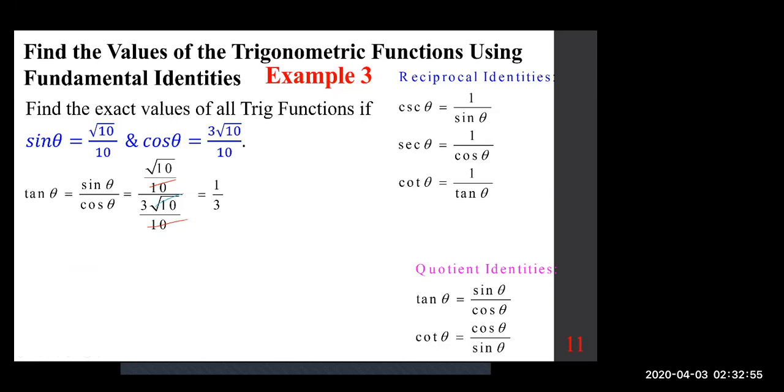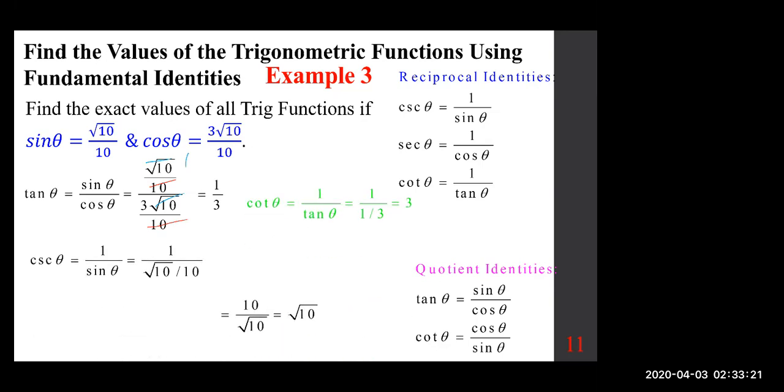Okay. Square root of 10 cancels square root of 10, you end up with 1/3. It's that simple. Now, because this is 1/3, the cotangent is the reciprocal of tangent, which is 3 over 1, or simply 3. Cosecant is 1 over sine theta, 10 over square root of 10, and it becomes square root of 10, and secant is cosine theta flipped over, 10 over 3 square root of 10, and you have all of this.